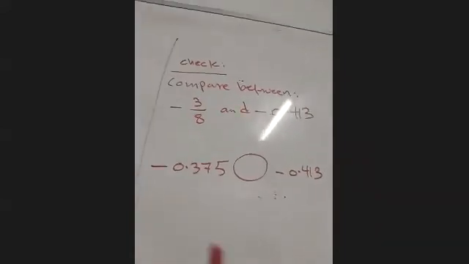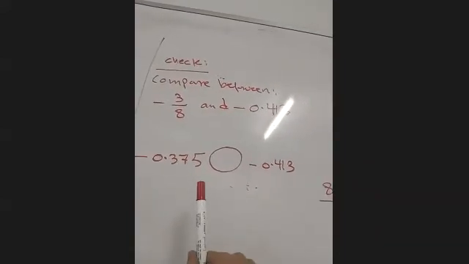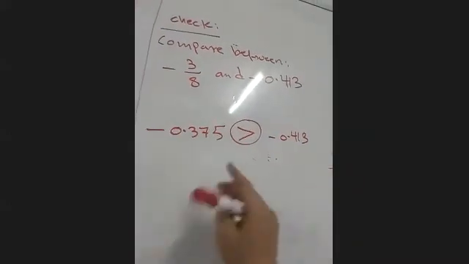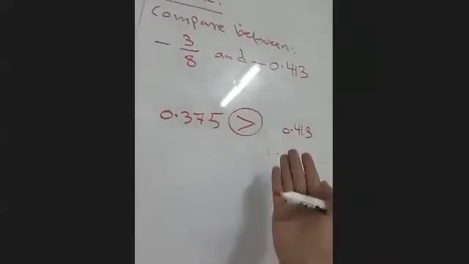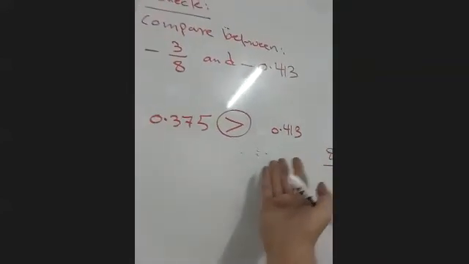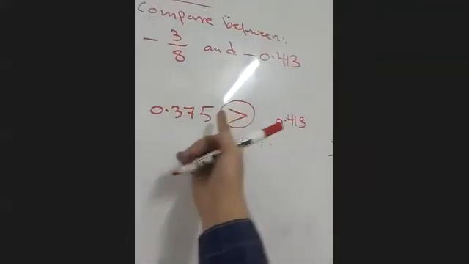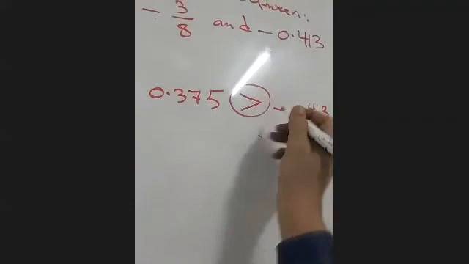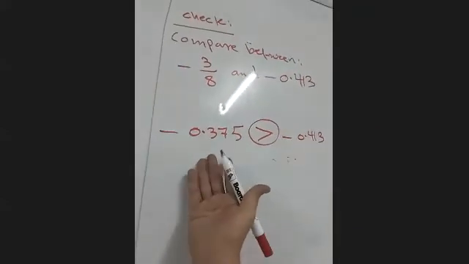Now let's compare, Omar. Which one is bigger? Negative 0.375 or negative 0.413? Negative 0.375 is bigger because we are in the negative. It's closer to zero. If we don't have negative, normally 0.4 is bigger than 0.3, so you'll make it like this. But because we have negative, this will be the correct answer. But what's this originally?